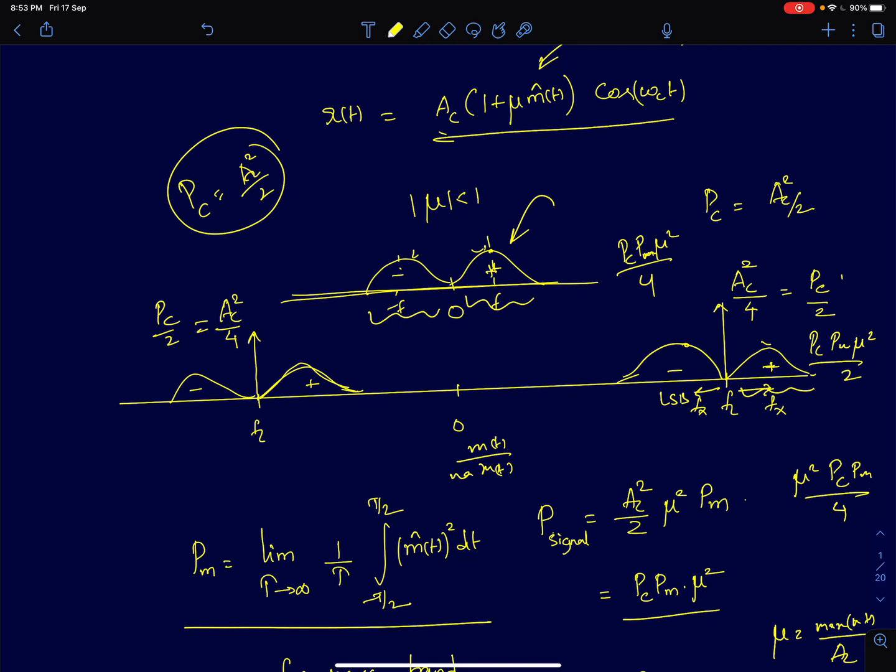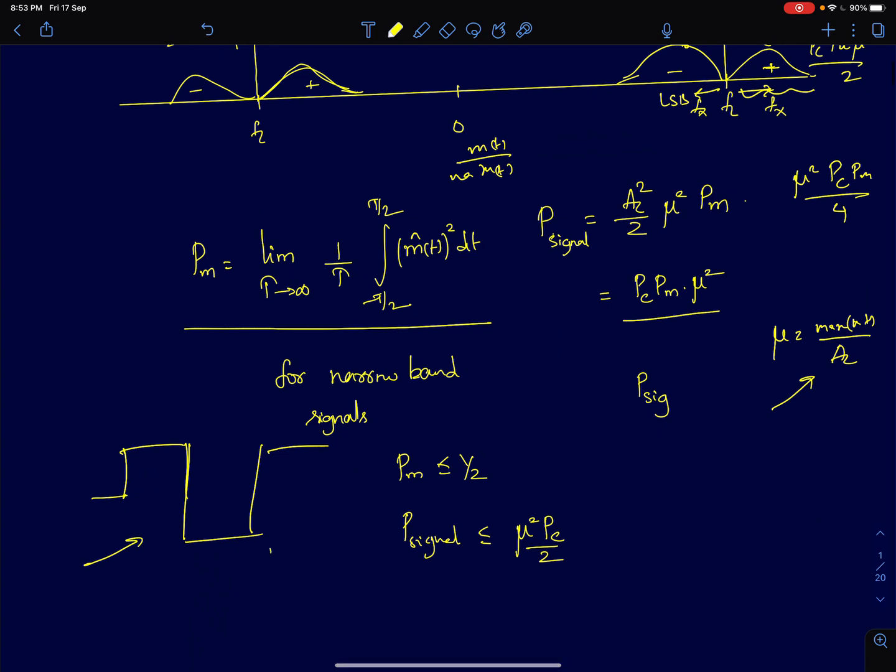And for most narrowband signals, power is concentrated on a very narrow range of frequencies. For those narrowband signals, PM will always be less than half. For example, if I consider a square pulse which goes from say +1 to -1, PM will be equal to 1, but that's a wideband signal. So that's why I'm making it clear that it's a narrowband signal. I can make this assumption that PM will be less than or equal to half.